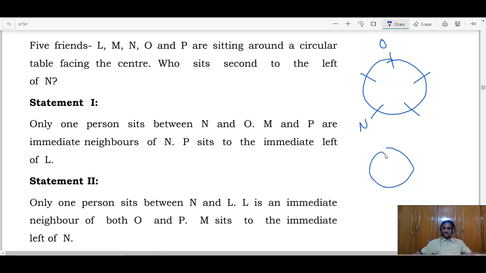How many possibilities we have? 2 possibilities. 1, 2, 3, 4 and 5. 1 person between N and O. M and P are immediate neighbors of N.